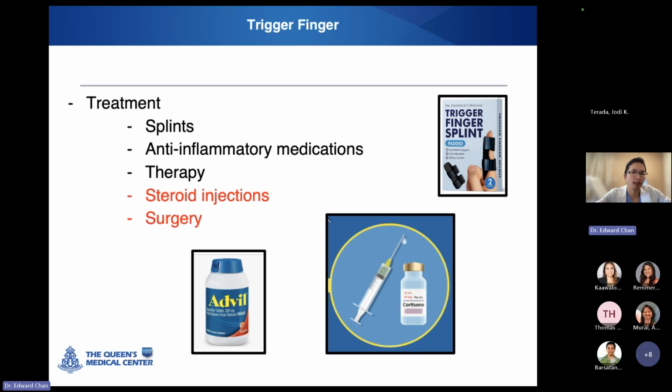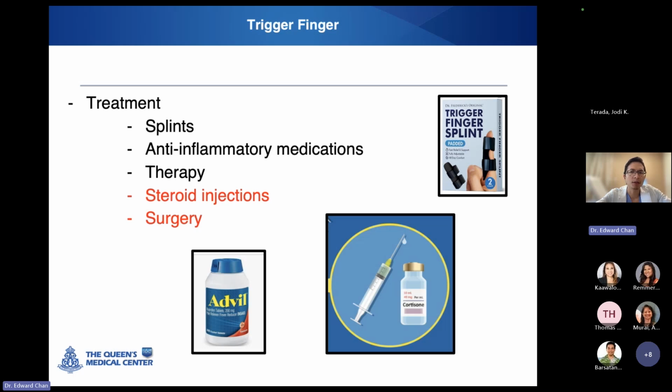Standard things that people will list, in the beginning, they'll always list splints, anti-inflammatory medications, sometimes therapy. These are kind of routine things we always discuss. So the reality is that these top three things don't tend to help that much for most people unless it's a very mild case. So splints, for example, would be like in that picture there, something just to kind of hold the finger straight to prevent it from bending down and getting stuck.